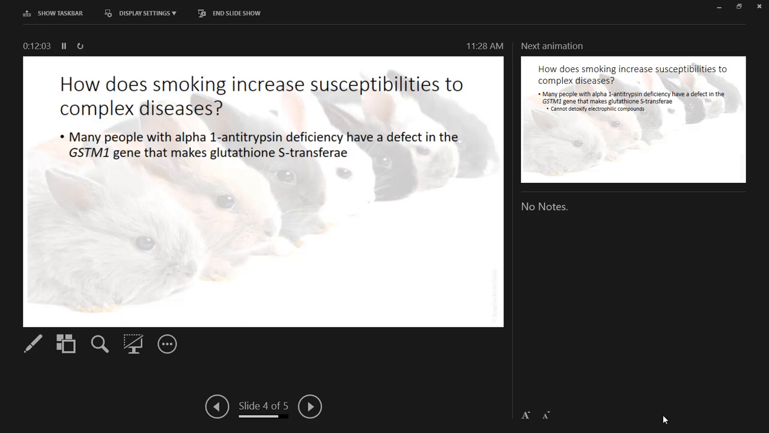So people with this alpha-1 antitrypsin deficiency, most of them, and again, I told you that we have a specific gene that we know correlates significantly with it, but this is still a low penetrance locus. But the GSTM1 gene, and this gene codes for an enzyme called glutathione S-transferase. There's another typo. It should be ASE, transferase.